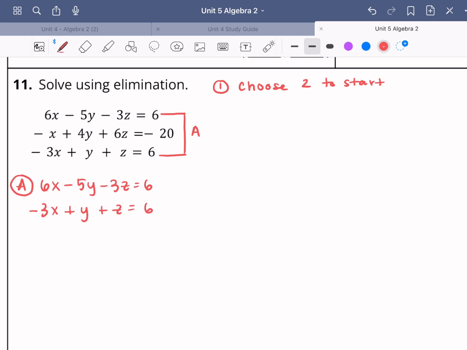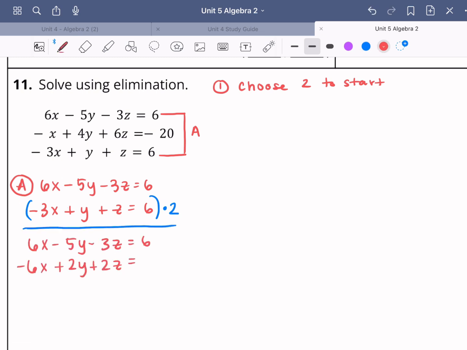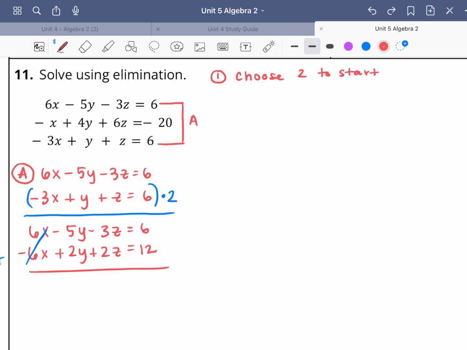Notice that a lot of these would be easy to go ahead and cancel out. I think I'm going to multiply this bottom one by 2 so that I have 6x and -6x. So for this equation A, I end up having -3y minus 1z equals 18. Let's go ahead and focus on the other two.